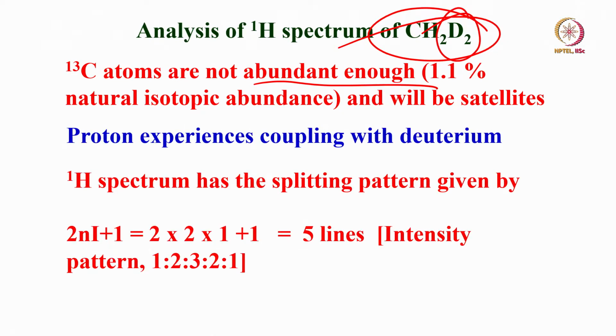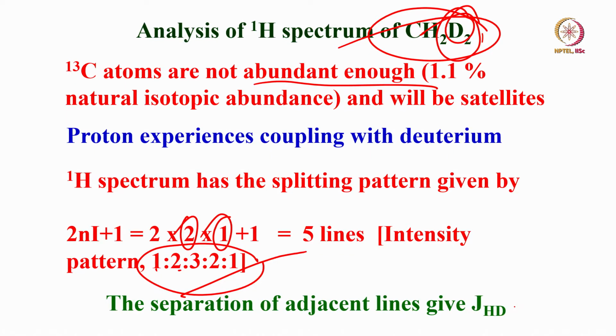The pattern you expect is simply given by the 2nI plus 1 rule. Deuterium spin is 1, and there are 2 deuteriums coupled to the proton. So 2 into 2 into 1 plus 1, you are going to get a 5-line pattern, with intensity 1:2:3:2:1. Very simple. If you take this molecule and record the proton spectrum, you are going to get a pentet of intensity 1, 2, 3, 2, 1.